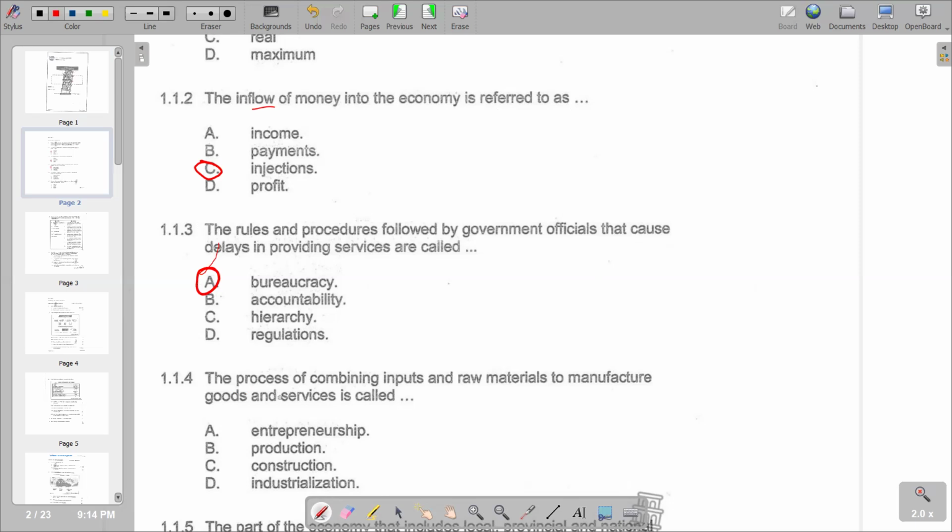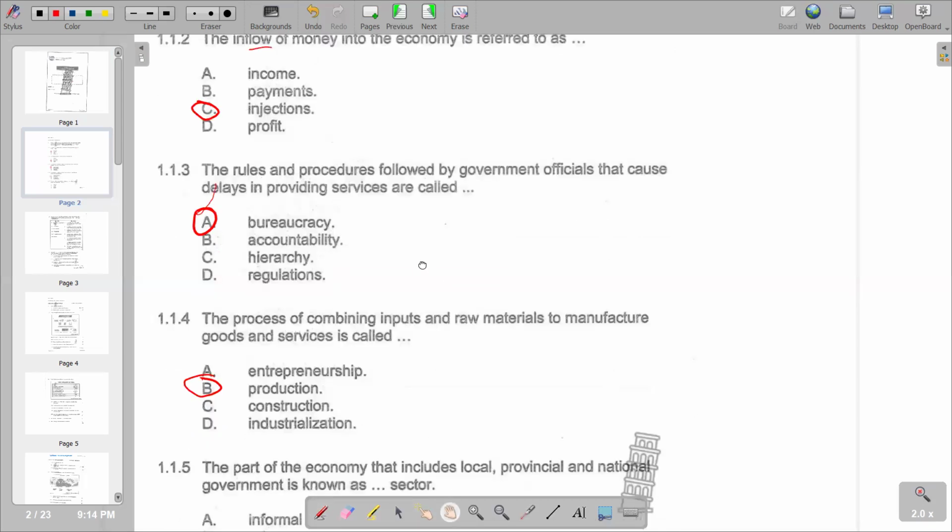Then we go to 1.1.4. The process of combining inputs and raw materials to manufacture goods and services is called, we've got entrepreneurship, production, construction, and industrialization. So obviously, according to the responses given, you'll see that the correct answer is production. So we have production, B, as the correct response.